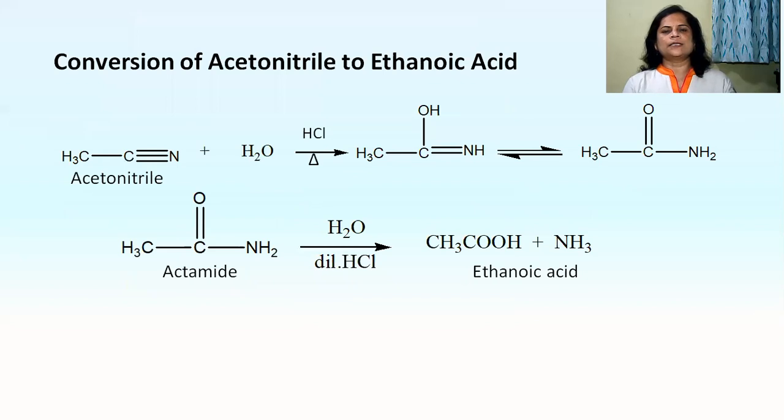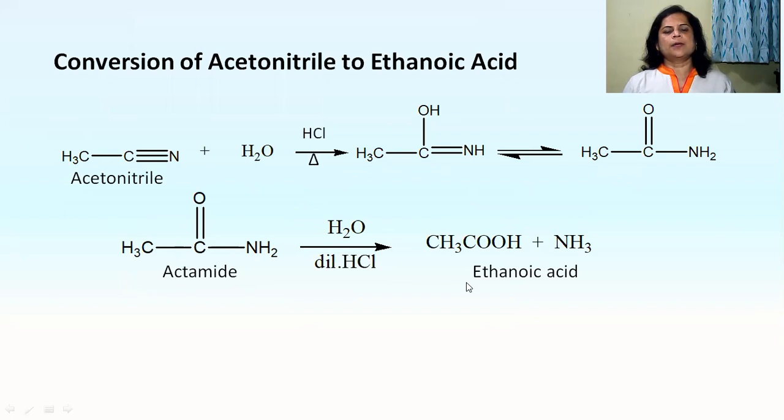Now see here, for this reaction I have taken acetonitrile. In the acid hydrolysis of acetonitrile, acetamide forms. First they form CH3C(OH)=NH, which rearranges, and acetamide CH3C double bond O NH2 forms. With H2O and dilute HCl, ethanoic acid forms.